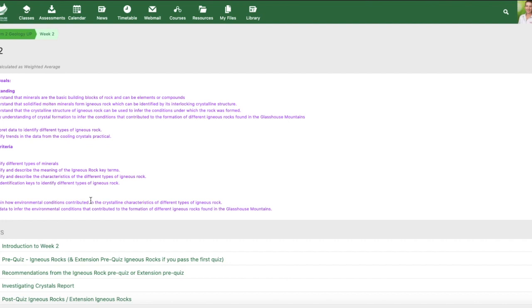You basically need to be able to use rocks and their identity and the data to start to tell a little bit of the story of the Glasshouse Mountains. Were those rocks formed deep underground? Were they shot out of the top in an explosion? All that sort of stuff. You need to be able to talk to me about, here's this rock, here's its position, what does that tell me about the story in the Glasshouse Mountains?